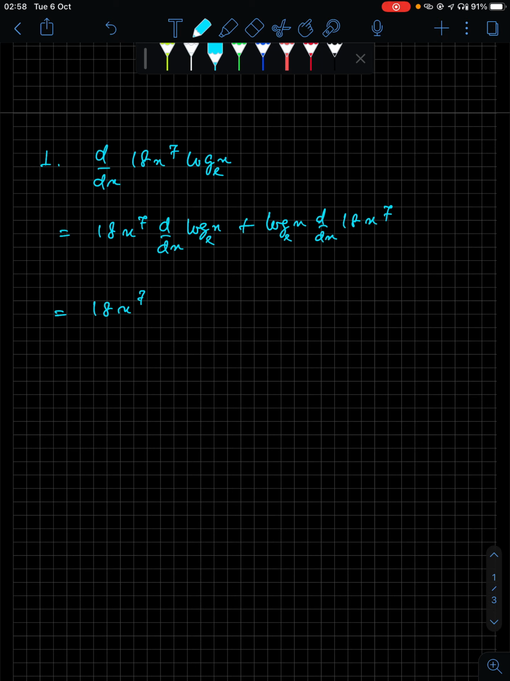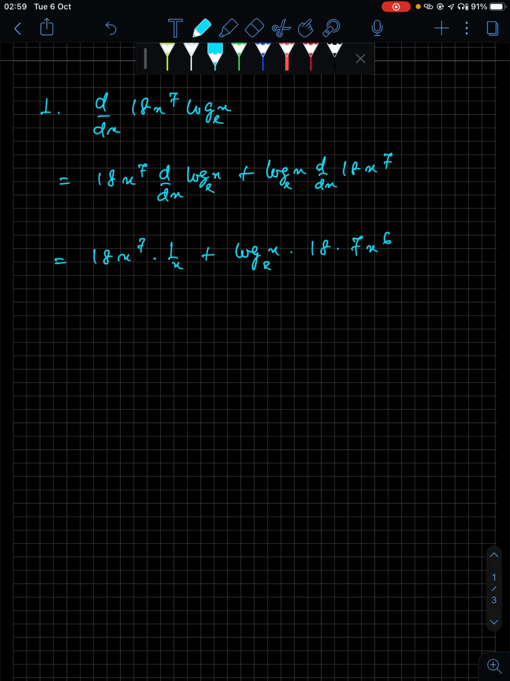Now ddx of log x is 1 by x, plus ddx of 18x to the power 7. So you have 18 is a constant. So ddx of x to the power 7 is 7x to the power 6. Okay, so 18x to the power 6 plus, here you have 18 into 7 is 126. That will get you 126 x to the power 6 and log x base e. So that's your answer.